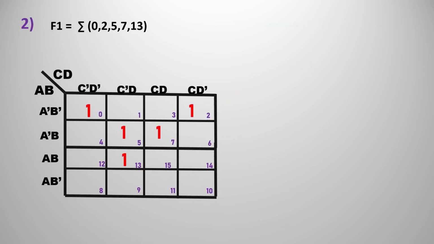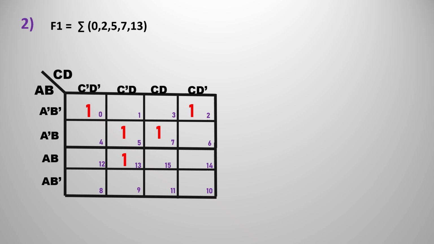Let's see the second example. Here we are given a direct sigma notation, that is 0, 2, 5, 7, 13. This is the SOP format. We have to fill in the positions of the decimals inside the notation. Wherever the cell is represented, in the same position we have to represent ones. So in the places of 0, 2, 5, 7, 13 we represent ones, and I have replaced those with ones.